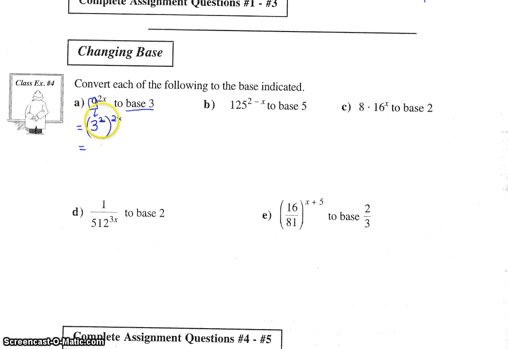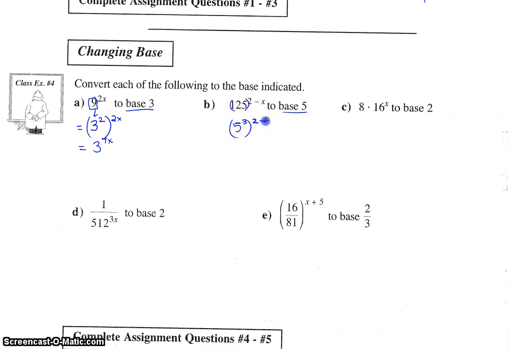All right, so now we're using the power of a power rule. So we're going to multiply our exponents, and that would become 3 to the 4x. All right, and that would be written as base 3. All right, let's look at the next one. 125 to the 2 minus x, and we want base 5. Okay, so 125 is going to get scooped out, and we're going to put in 5 to the, what do you think? Exponent 3? Yep, you're right.